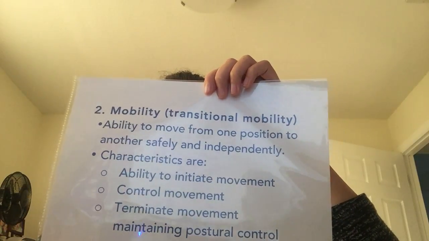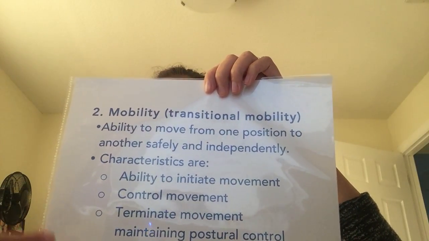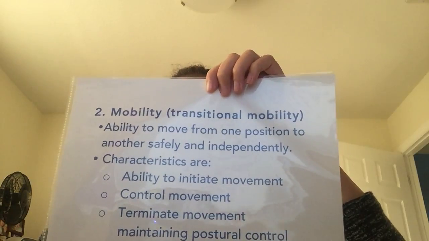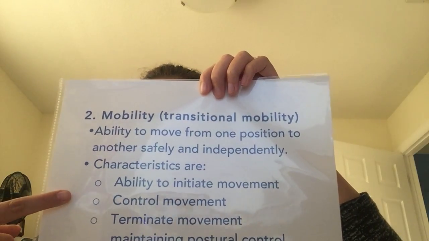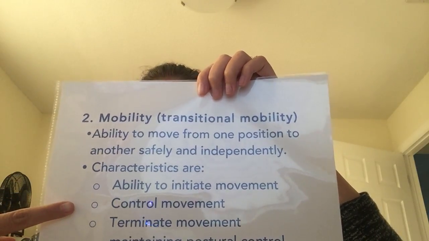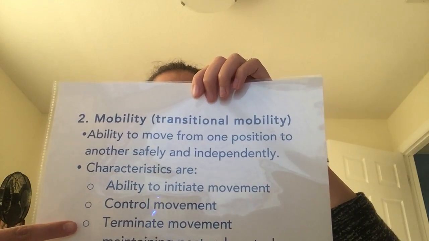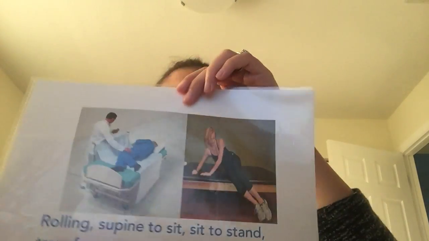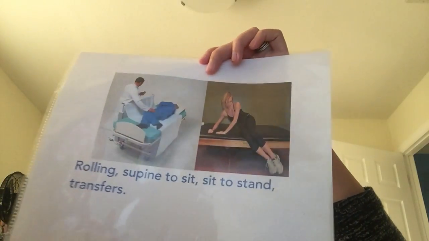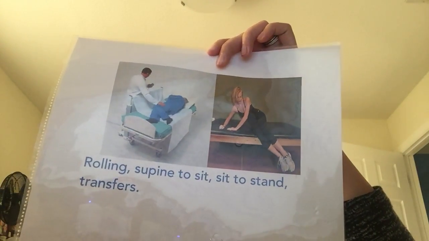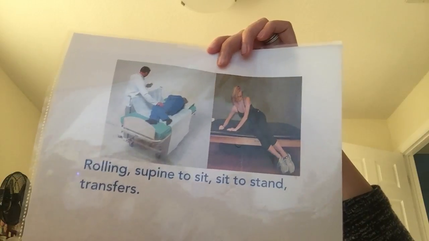When we're looking at a functional task, we're looking to see whether the patient is initiating the movement. Here, we're looking at the patient's ability to initiate the movement, how well the movement is controlled, and as the patient is coming to finishing the task, you want to see if the patient was able to maintain postural control. The examples for this particular category are the examples that we worked on over the weekend, which was rolling, supine to sit, sit to stand, and transfers. Amber will go ahead and explain the next 2.